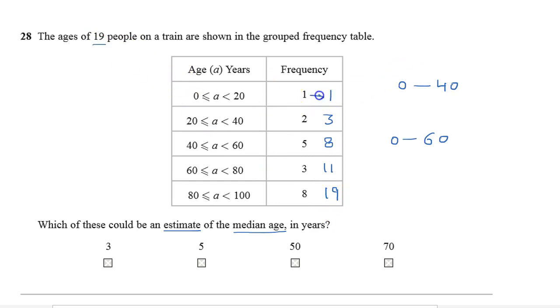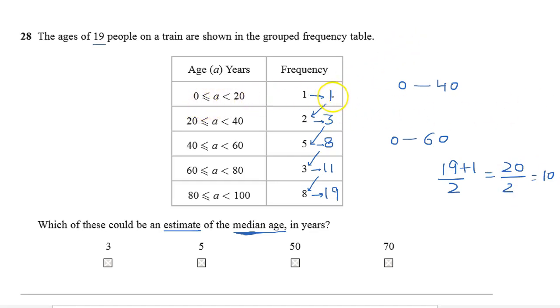How do we write it? This is 1. 1 plus 2 is 3. 3 plus 5 is 8. 8 plus 3 is 11, and 11 plus 8 is 19. That's how we write it. Now we have 19 people. We have to find the median, meaning the middle. So we divide 19 by 2. 19 is an odd number, so we can add 1 here. So that is 20 over 2. So that is 10.